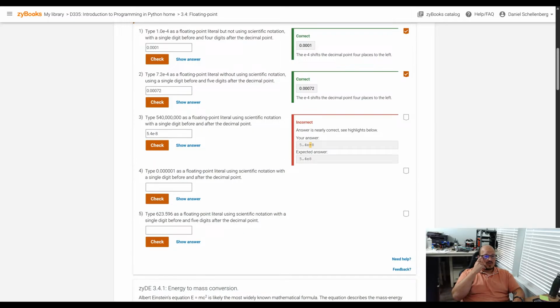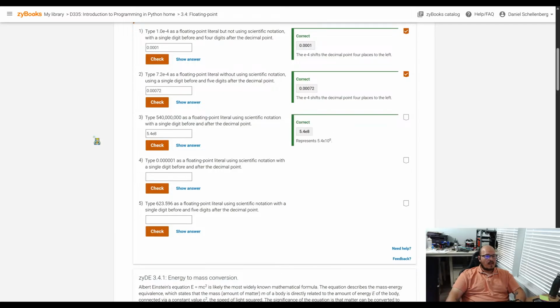So close. So answer is nearly correct. So your answer. Okay. So it is actually 5.4E8. So let's fix that, and then it'll tell us why. Because up here, it says shifts it to the left, but the way this is written may not shift it to the left. Oh, whoops! I didn't correct it, dummy. Okay. Represents 5.4 times 10 to the power of 8.